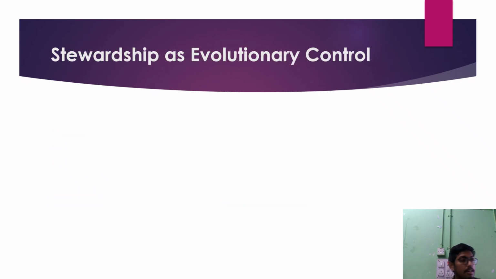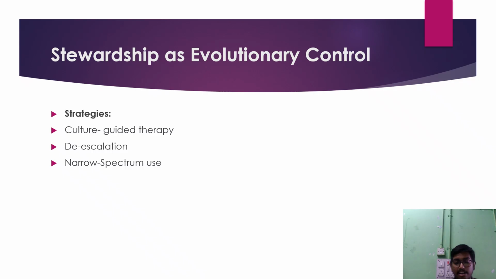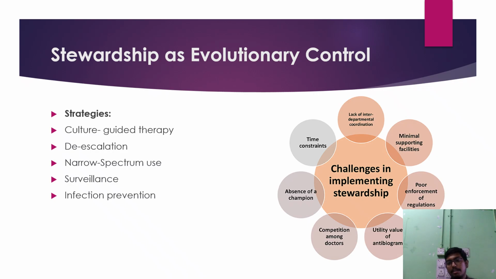Now, stewardship as an evolutionary control. There are some strategies to reduce antimicrobial resistance, like culture guided therapy, de-escalation of the antimicrobials, narrow spectrum use at first, then depending on the culture sensitivity report you escalate the antimicrobial, and do the surveillance properly. Infection prevention is the most important thing. But there are some challenges in implementing the stewardship.